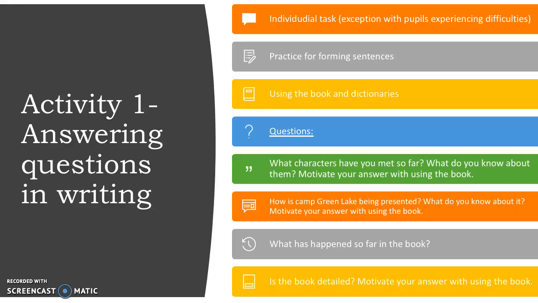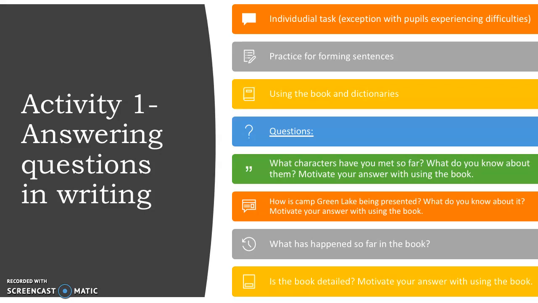The activities I have planned for this lesson are varied, both with different activities, but also with different structures. The pupils have read from chapter 1 through 4, and this lesson is based on these 4 chapters of the book.